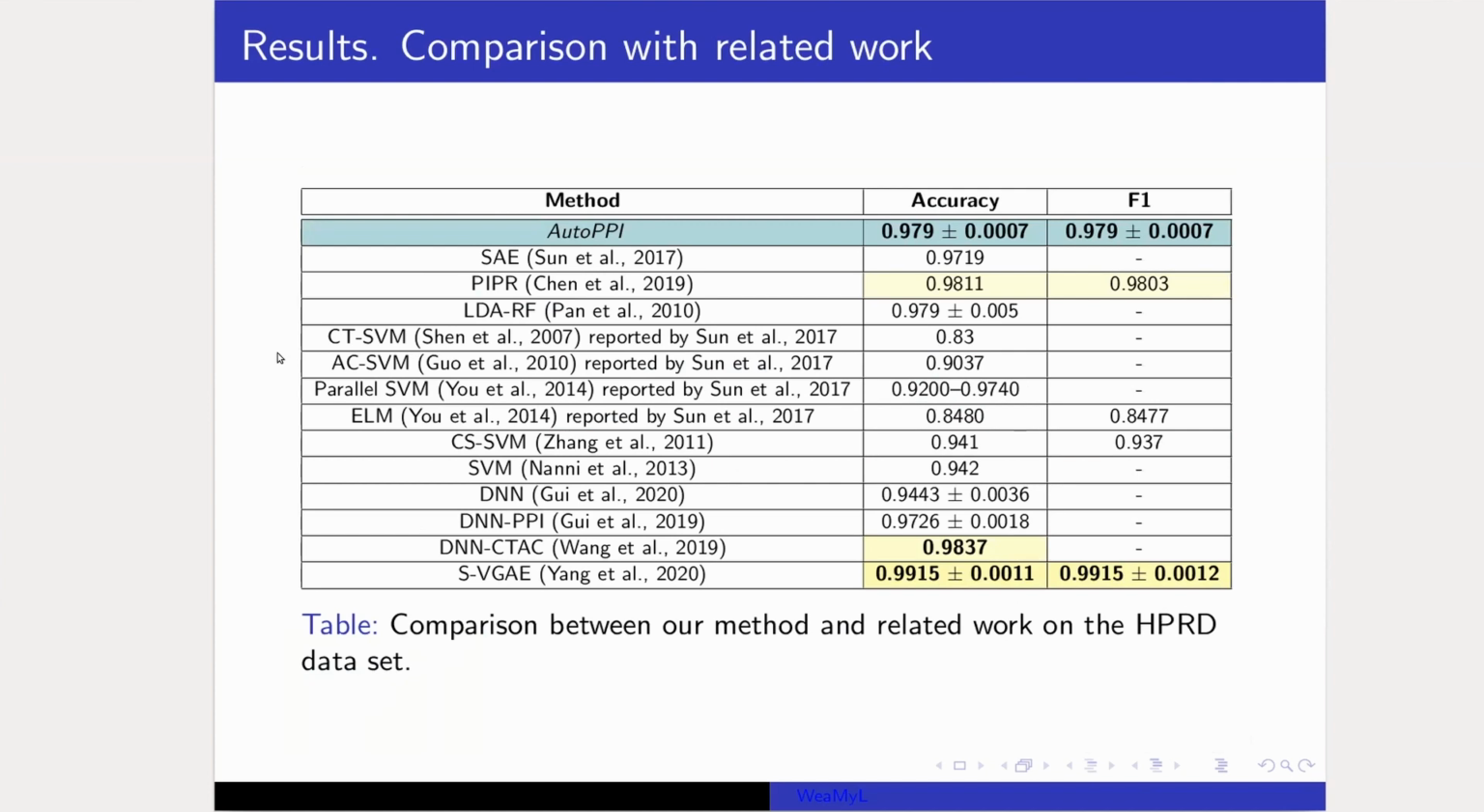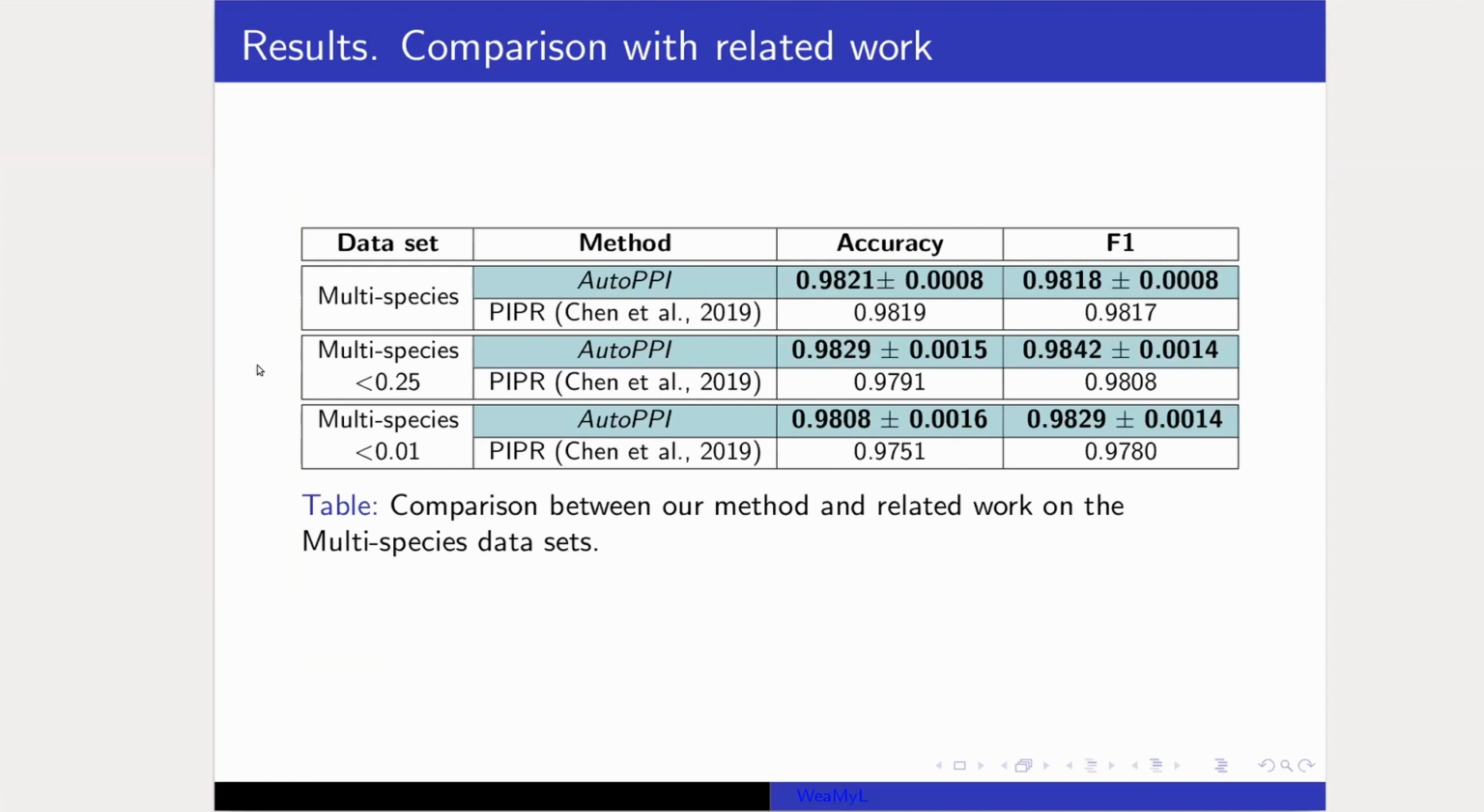Further, we have compared our approach with other methods that report results on these datasets. On the human dataset, we can see that our approach outperforms the majority of related work with three notable exceptions. The best method being an autoencoder on graphs, the one that I talked about earlier. And on the multi-species dataset, we were able to obtain slightly better results than the other approach that reports results on this dataset. Even though the improvement is not very big, it is consistent across the three datasets.